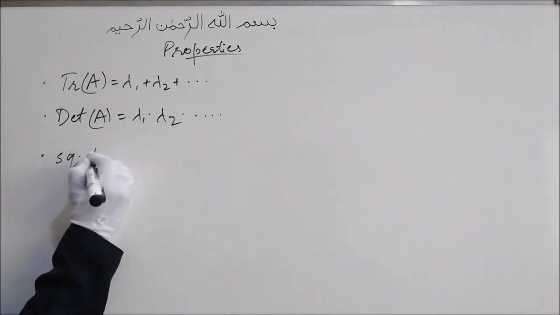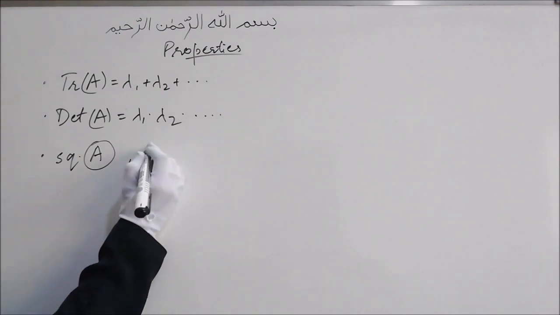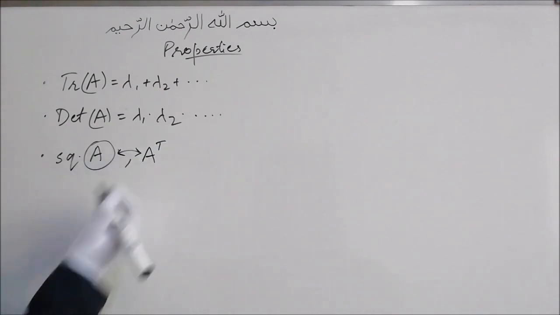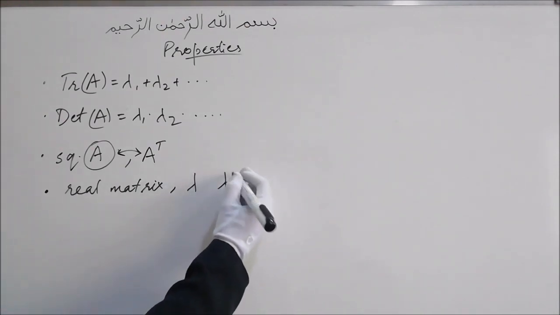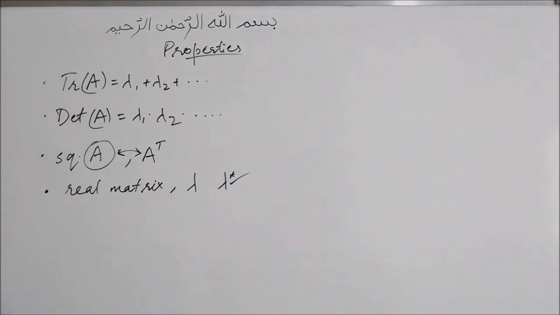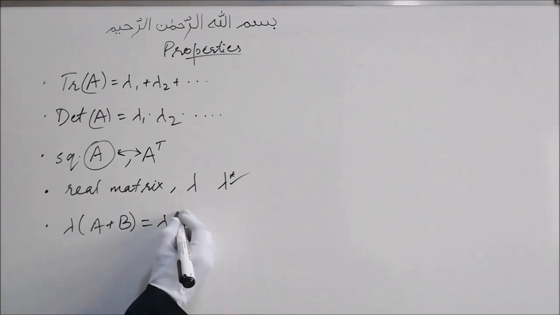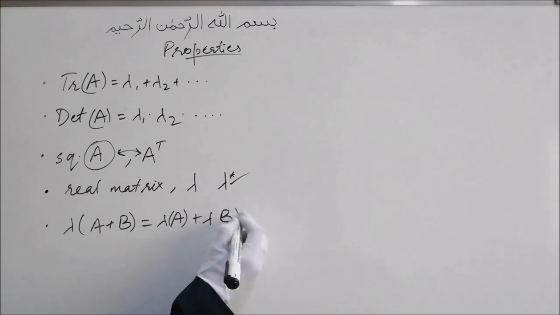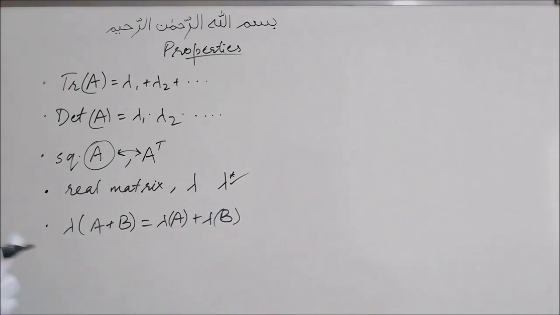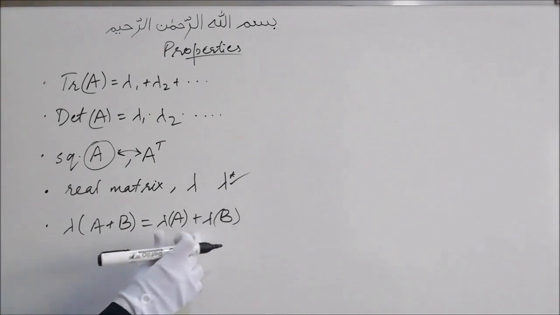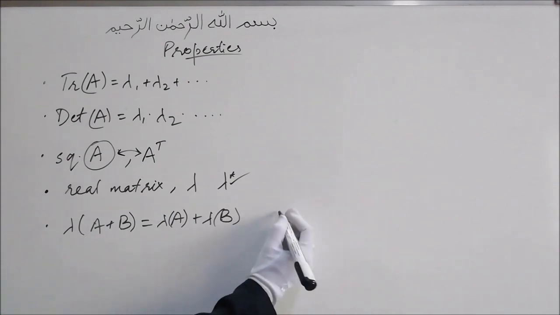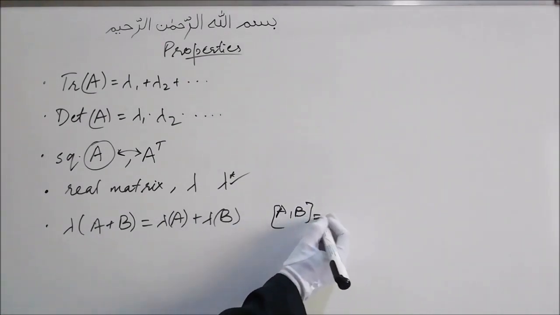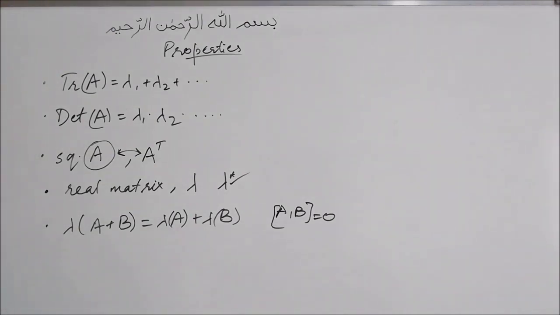Any square matrix A and its transpose will have the same eigenvalues. For a real matrix, if lambda is an eigenvalue, then its conjugate lambda star will also be an eigenvalue. Now, lambda(A plus B) is equal to lambda A plus lambda B. That means when you add two matrices and find the eigenvalue, it is equal to the sum of the eigenvalues of A and B if and only if A and B commute. Commute means the commutator [A, B] is equal to 0.